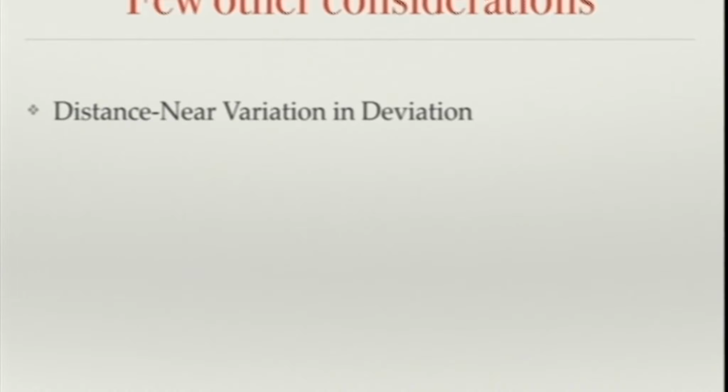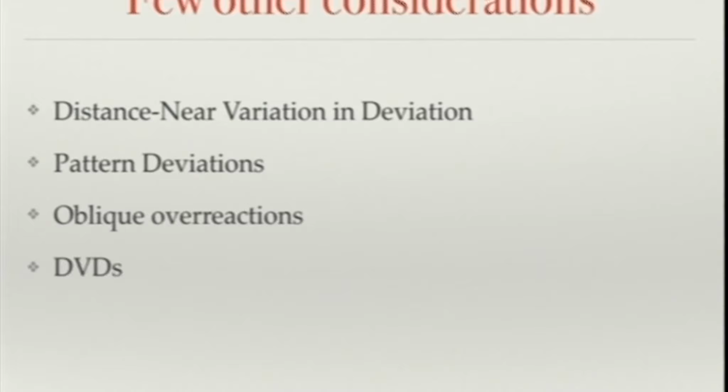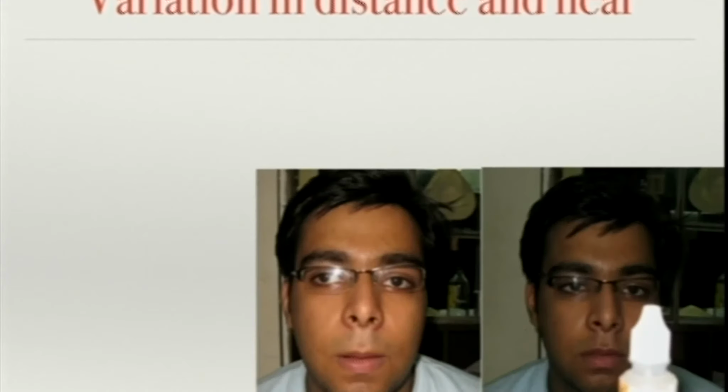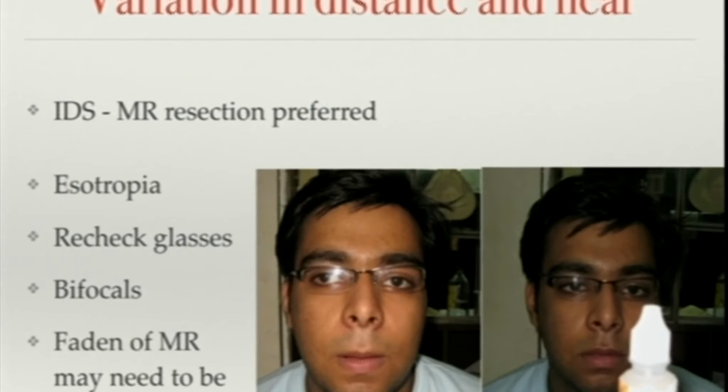Now, certain considerations like distance near variations, which sir has already talked about, pattern deviations, oblique overactions, DVDs, head postures, and limitations of movement which could be paretic or restrictive. If there is a distance near variation, MR resection will be preferred in case of IDS, and if it's an esotropia with a distance near variation, we have to recheck the glasses, give them bifocals, and may need to add Faden to the recession surgery which we are going to perform in this patient.